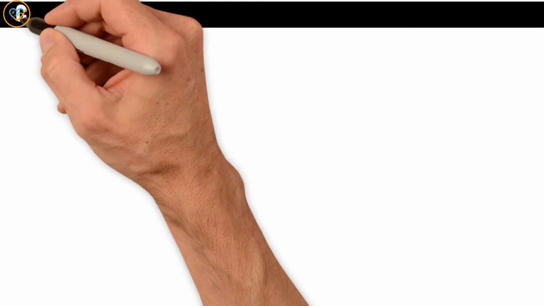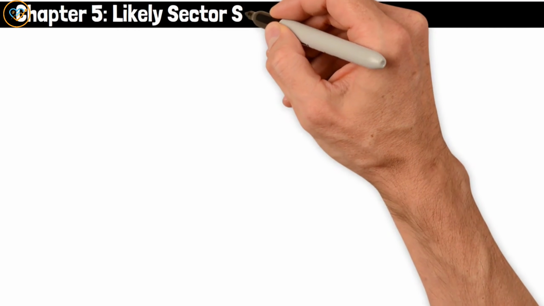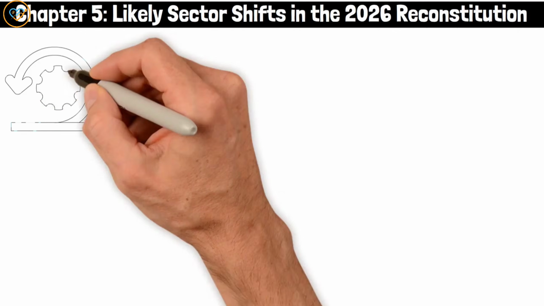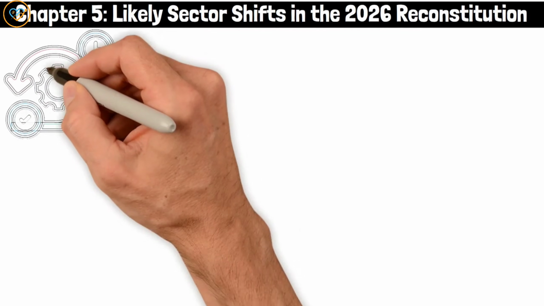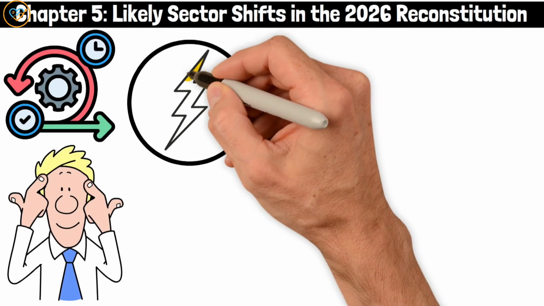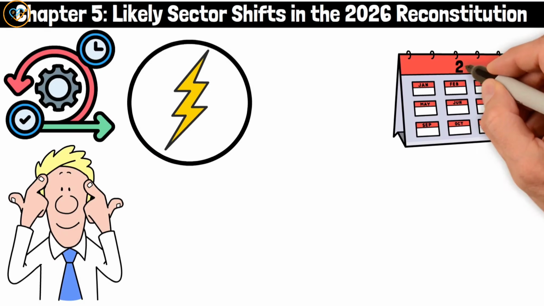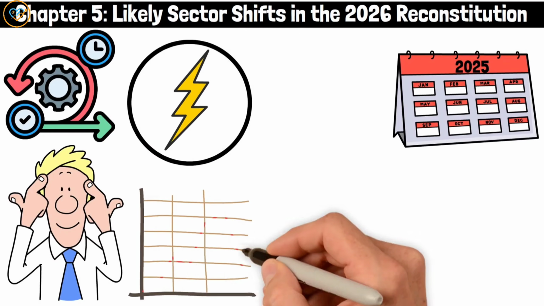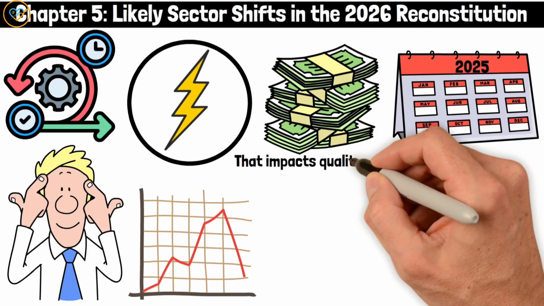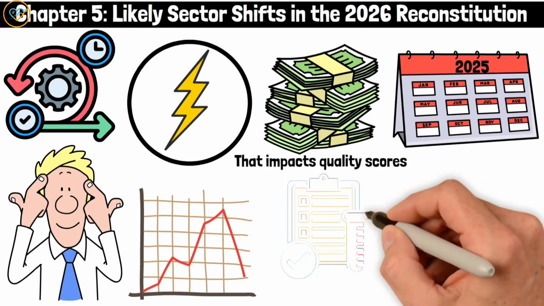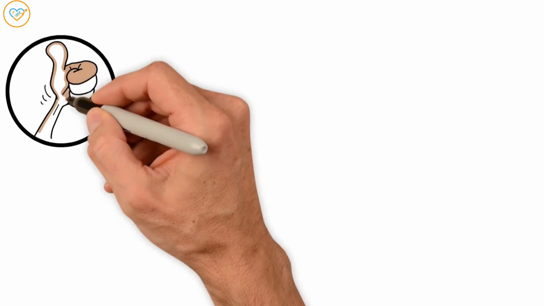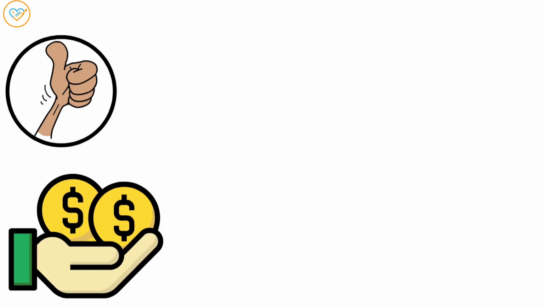Chapter 5. Likely sector shifts in the 2026 Reconstitution. Now let's talk about what the methodology may favor next. This is pattern recognition. Start with energy. After heavy exposure in 2025, volatility matters. Price swings affect cash flow stability. That impacts quality scores. As a result, energy weight could moderate, not disappear. Just normalize.